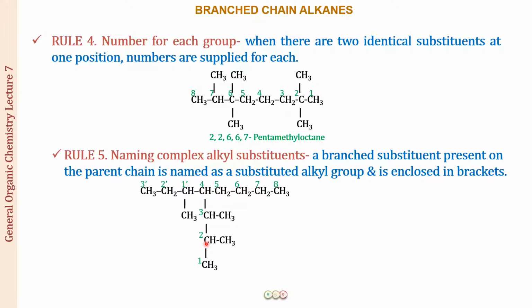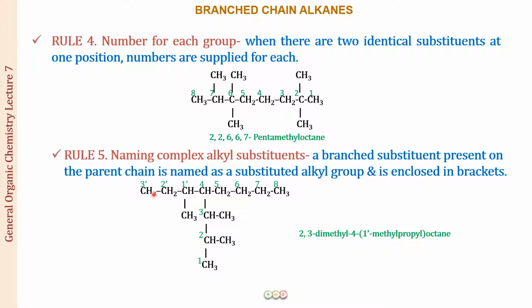Now we come to the naming of this. This is an 8 chain compound, so this is going to be octane. Now when this is octane, you have to write first the carbon atom at position number 2, there is a methyl group, and then at position 3 there is a methyl group. So this becomes 2,3 dimethyl. Now what is there at position number 4? We have again a branched substituent.